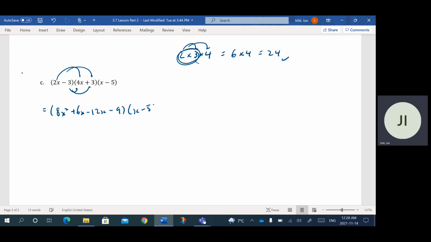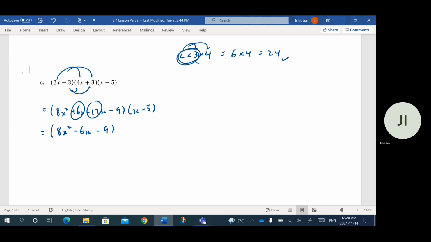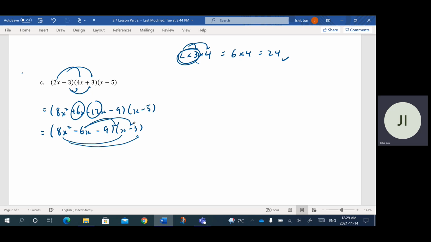Again, this is x minus 5. If I collect my like terms, 8x squared, and if you put these together, that's negative 6x minus 9, and then x minus 3. Make sure you multiply just the first two sets of brackets together. Now we've got 3 terms and 2 terms, so if I want to expand out these brackets, the 8x squared has to get multiplied with each one of those. Likewise, the negative 6x with these two, and then negative 9. We're going to end up with 6 terms.